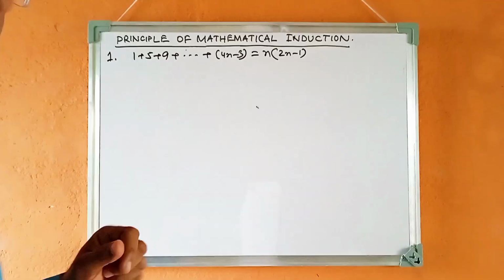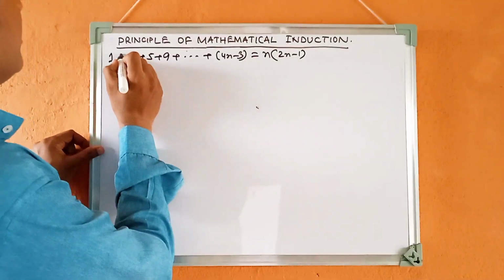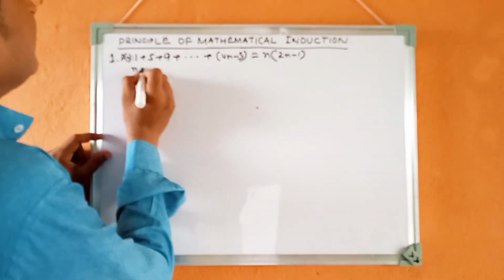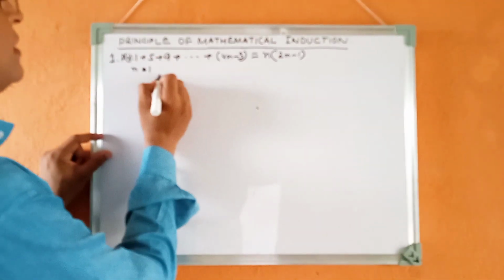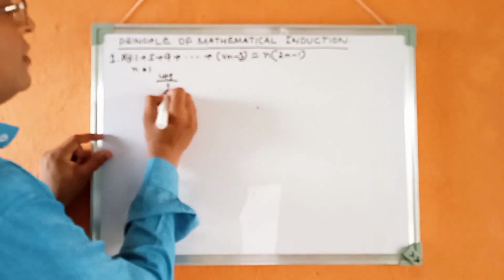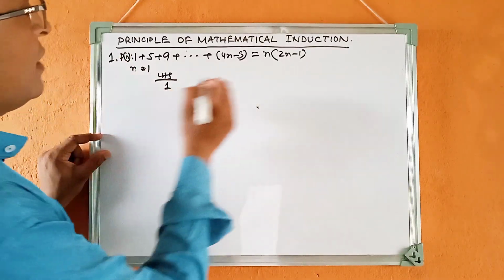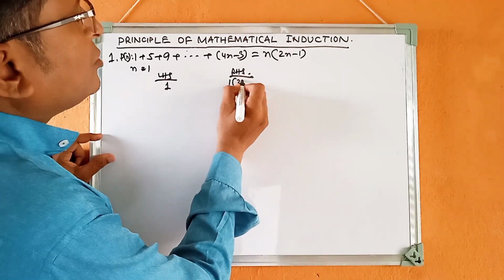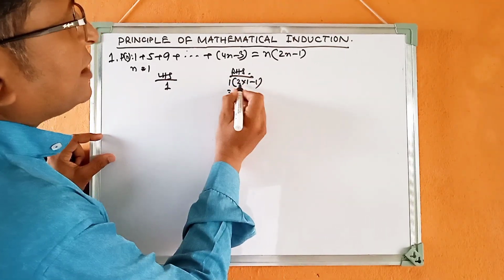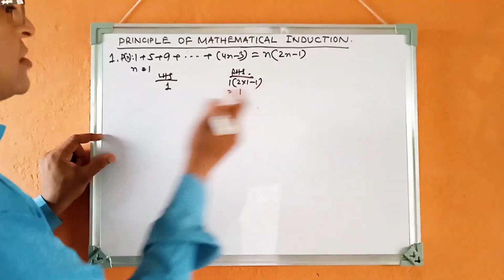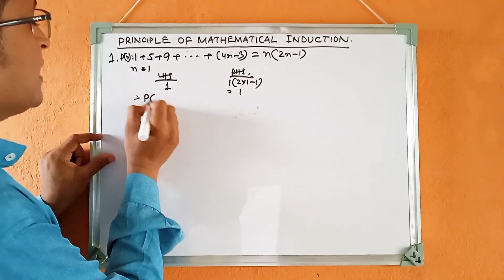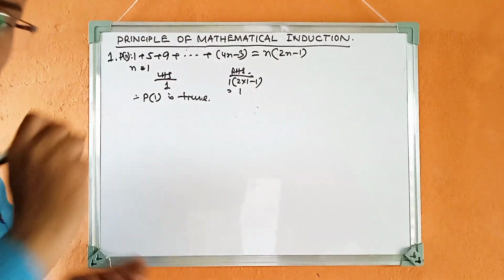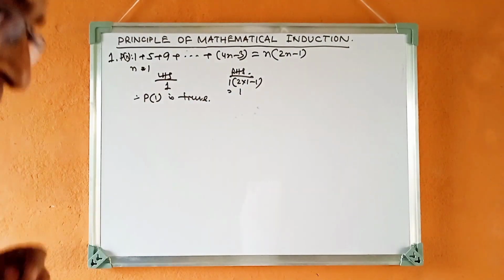First step, put n equal to 1. This is Pn. So put n equal to 1 in LHS. Left hand side: the first term is 1, so LHS is 1. Then RHS, n means 1: 1 into 2 into 1 minus 1, that is 2 minus 1, that is 1. LHS equals RHS. So clearly P1 is true. First step completed.